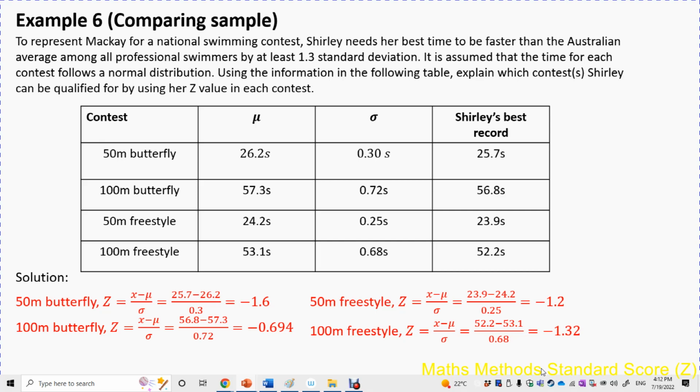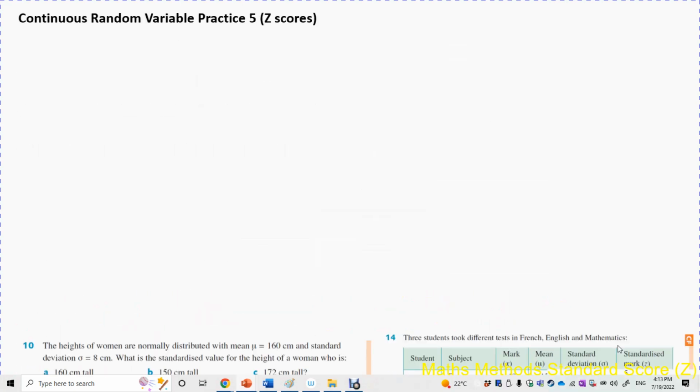So that means she needs to be 1.3 at least. I think it's quite obvious now. So she could only take part in the 50-meter butterfly and also the 100-meter freestyle. You see that? That's the conclusion, right?